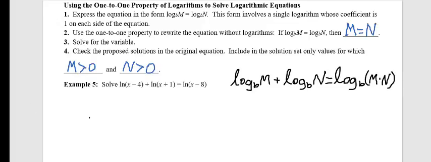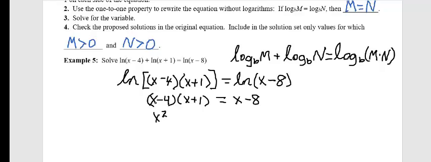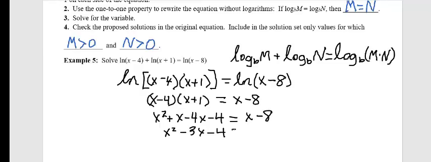All right, so in example 5, we're going to use the fact that the base b log of m plus the base b log of n is the base b log of m times n. So we're able to rewrite the equation as the natural log of x minus 4 times x plus 1 equals the natural log of x minus 8. So our m is x minus 4 times x plus 1, and we set that equal to our n, which is x minus 8. And we multiply using the distributive property, or FOIL.